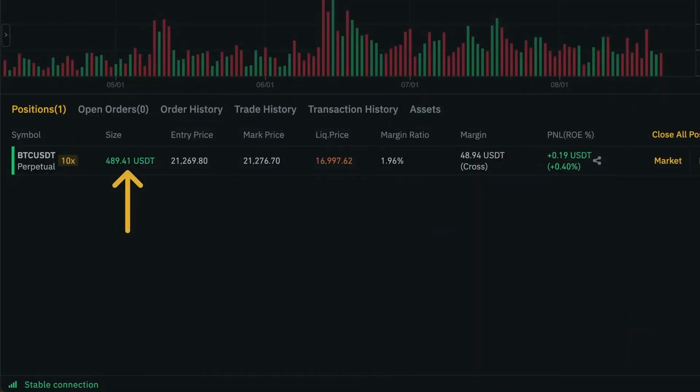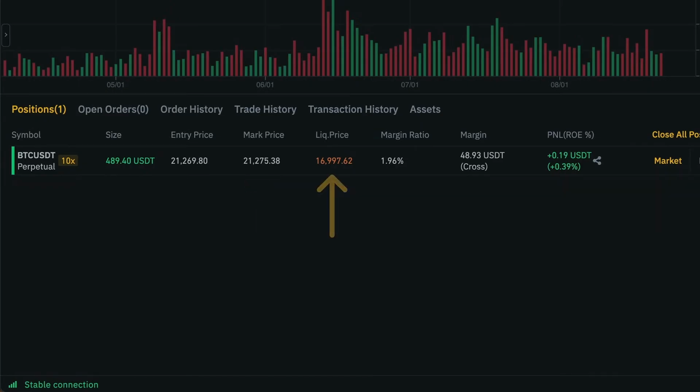Then we have the current value of our position and our entry price. We also see the so-called mark price, which is a reference price that Binance uses for liquidations. We're not going to go further into how exactly the mark price is calculated because, to be honest, I don't understand it either, but I'll leave a link to an explanation down below in the description.